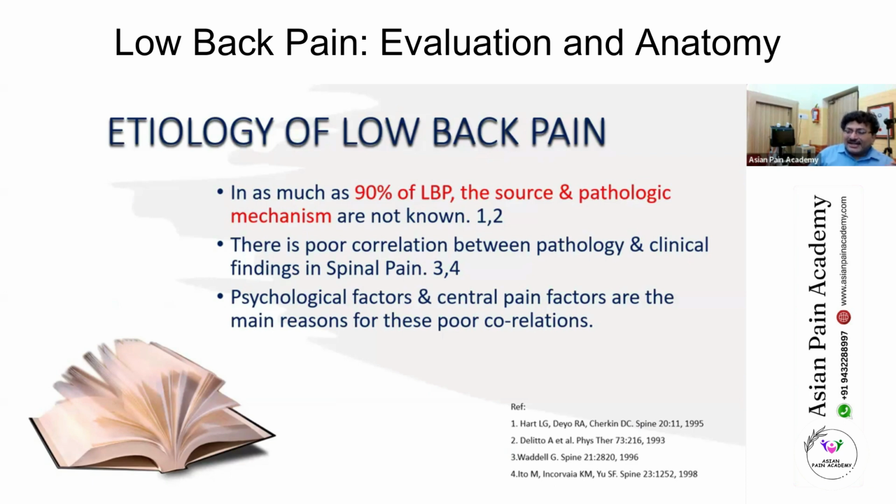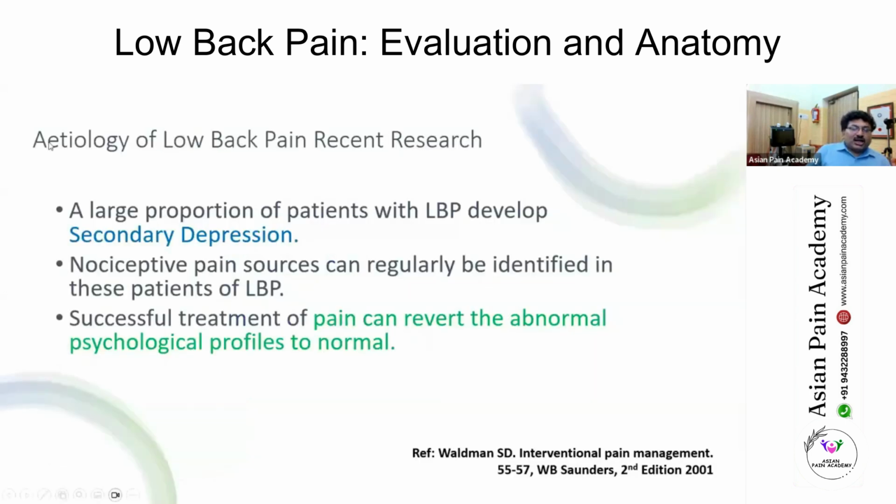Similarly, in an asymptomatic patient, around 28% of the patients you might find some pathology in the spine on an MRI. So there is always a poor correlation between an MRI picture or CT scan picture and the actual symptoms of the patient. There are other factors definitely involved like psychological factors, central pain factors. They make this poor correlation. So what should we do for those patients? Is everyone able to realize the problem?